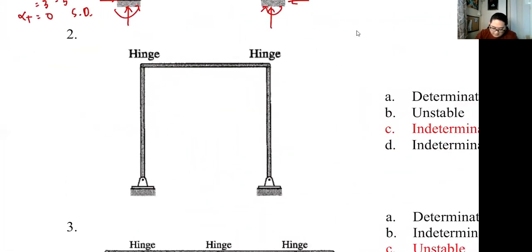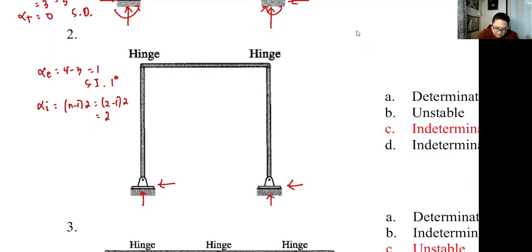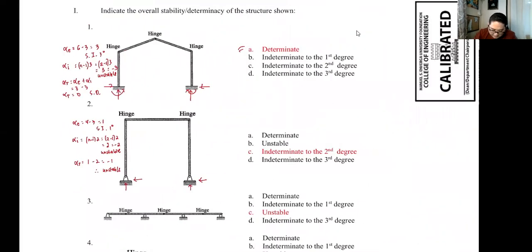Next, we have the second frame na merong hinge as support. Okay, as external support. So we have 4 minus 3 is equals to 1 or statically indeterminate first degree. Internal, we have two internal hinges. So n minus 1 times 2. So members connected are 2 minus 1 times 2. So we have 2 or negative 2 or unstable tayo dito. And then yung total natin is 1 minus 2 or negative 1, meaning unstable tayo dito for number 2. Okay, let me check lang. 4 minus 3, okay, unstable tayo. So maybe hindi ko na ito nabago dito, no? Unstable dapat to.